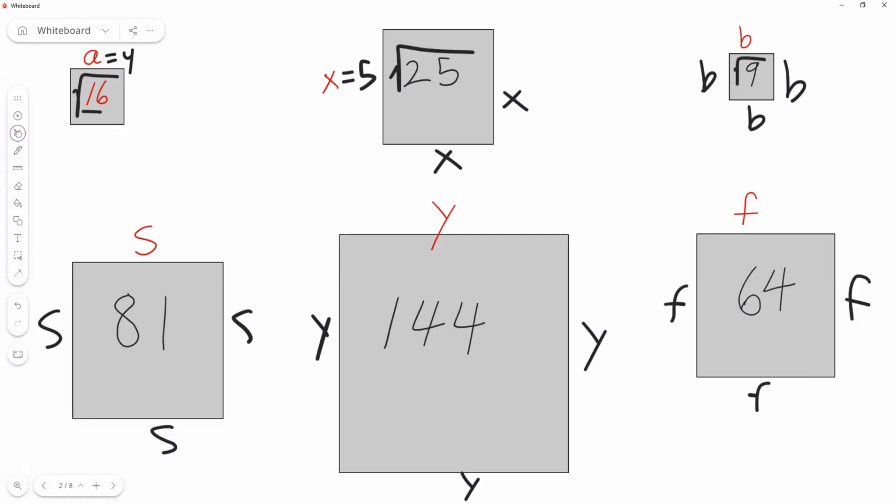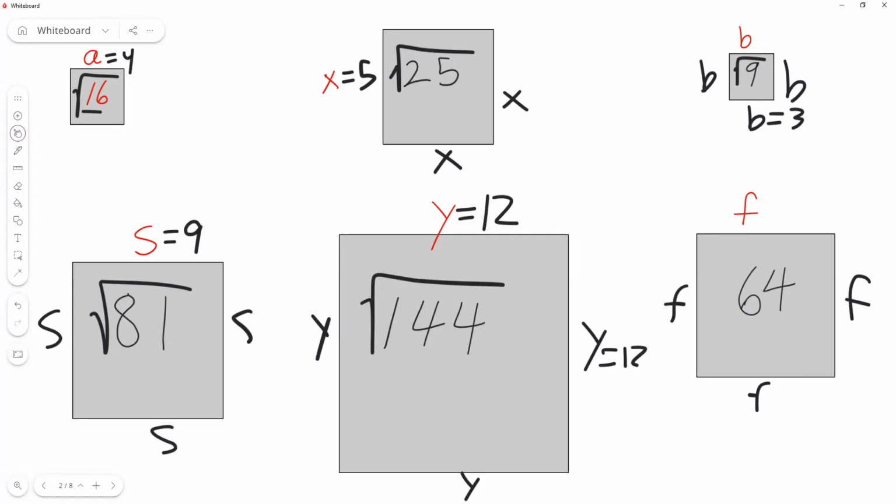So if we take the square root of this one, that means B is going to be equal to 3. If we come over here, the square root of 81 means S is going to be 9. And then this one here, if we take the square root of 144, that's a perfect square. That means the side Y is going to be equal to 12. All of these are equal to 12, by the way, just so you understand that. Now, in the last one, if the area of the square is 64, that means that F has to be equal to 8.